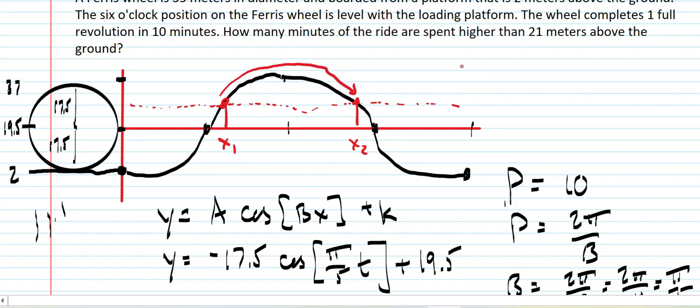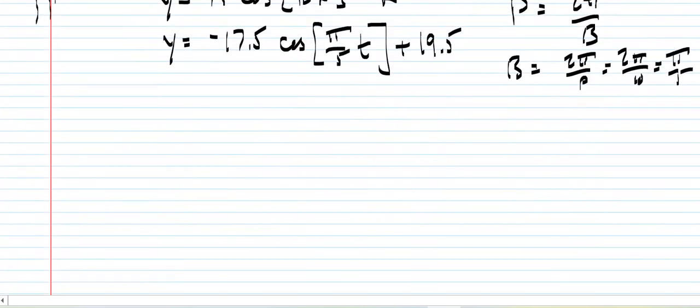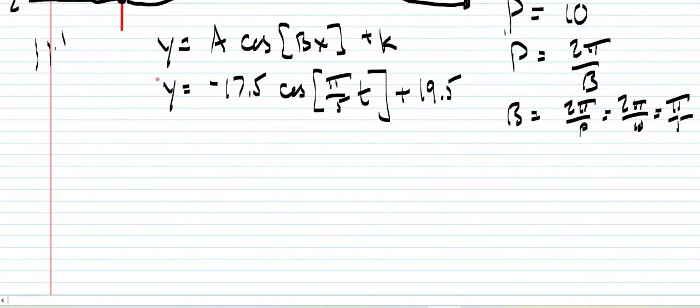So the answer to the question is going to be x sub 2 minus x sub 1, the total time that it is above 21. So how do we find x sub 1 and x sub 2? Well, first of all, we have to solve this equation when y is equal to 21. Our output value is 21. So I'm going to substitute 21 in for y.